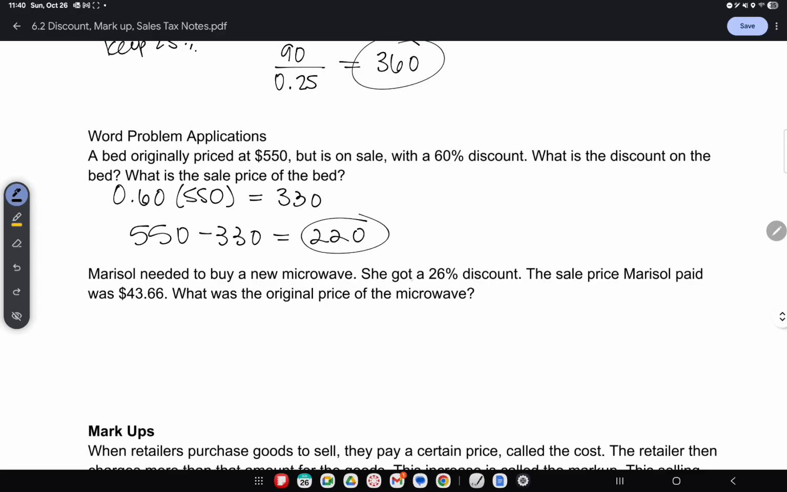We're buying a new microwave. We got a 26% discount. The sales price was this. What was the original? So the original is the $43.66 divided by what we kept. So we lost 26, but we kept 74. So 0.74. So $59.